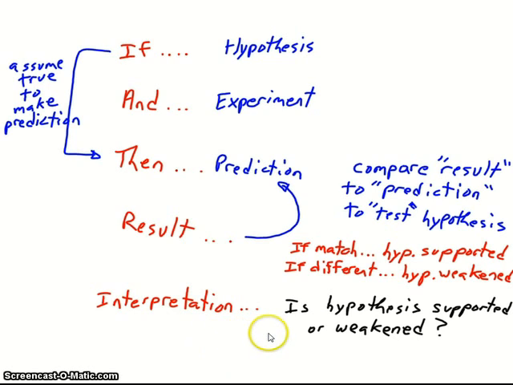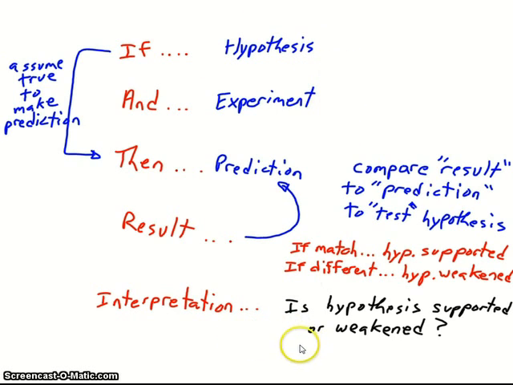In other words, the interpretation will be the explanation of the results. If the hypothesis is supported, for example, then our interpretation of the experiment is that the hypothesis is true, whatever that hypothesis was. If the results do not match the prediction, then we would say the interpretation is that the hypothesis is weakened, that we can say that we did not get results consistent with the original hypothesis.